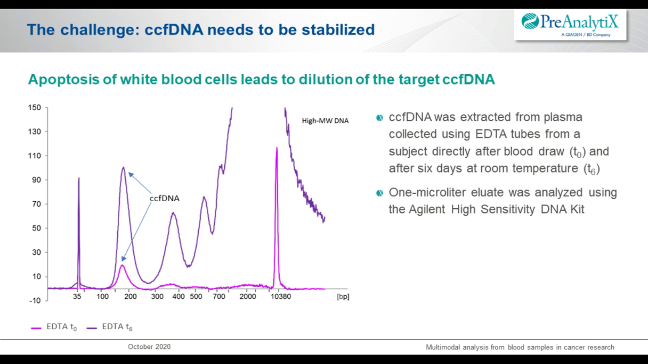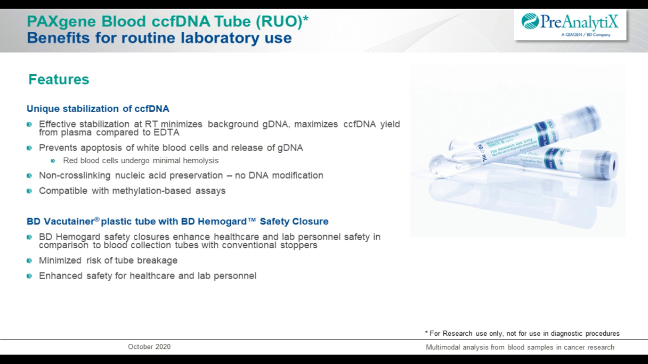And what you see here is that you have a huge release of DNA into the plasma, which covers the original ccfDNA and overlays it, so that it is difficult to get the original signal and find your target molecule in this huge background. Therefore, it's very important that you have a stabilization of the ccfDNA, especially the stabilization of the blood cells, so that they cannot release their DNA.